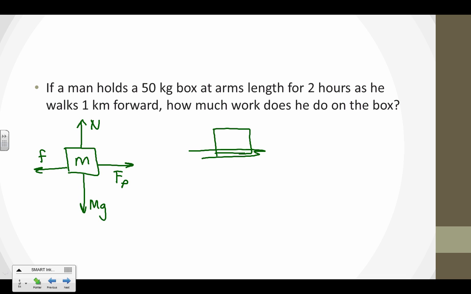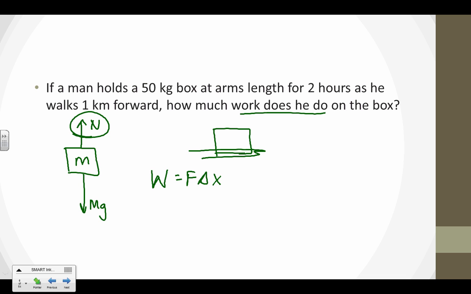Now, once he moves up to a constant velocity, say he walks at 1 meter per second, once he gets going, that box is also moving at 1 meter per second. So he doesn't have to push it anymore. Once he's up to that speed, the box will continue going at that speed forever. That's the law of inertia. So what we're left with is a normal force and mg. The question says, what work does he do on the box? So we need to know which force he is applying. He applies the normal force. So the question really states, how much work does the normal force do on the box? Because that's what he's doing.